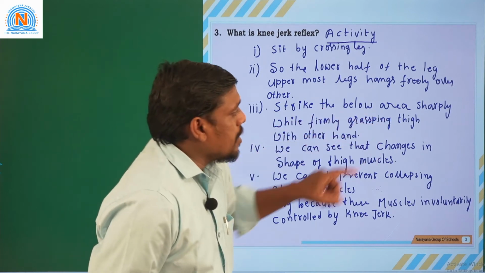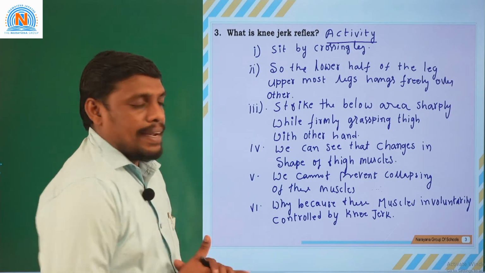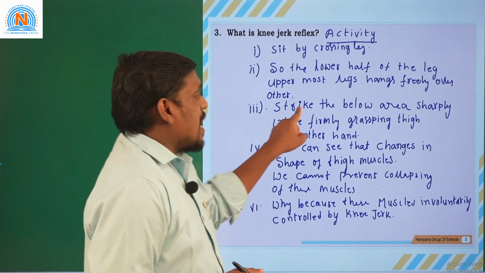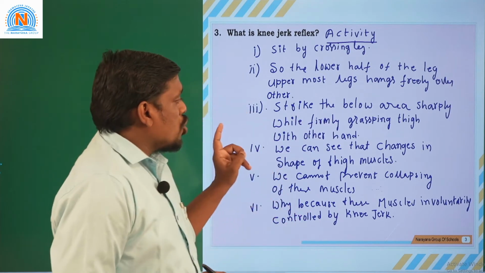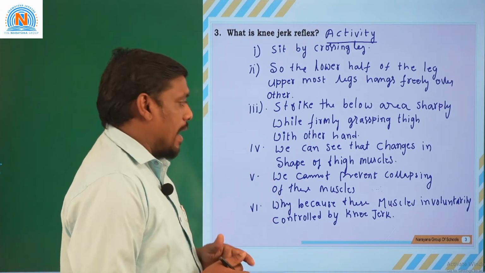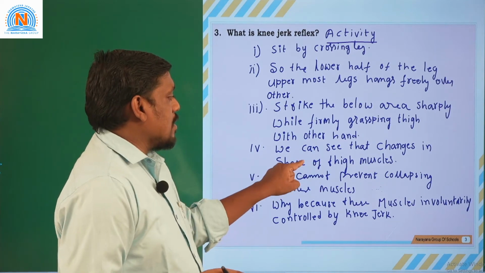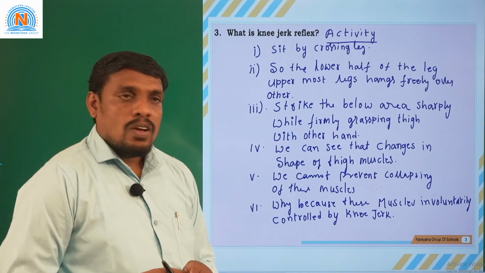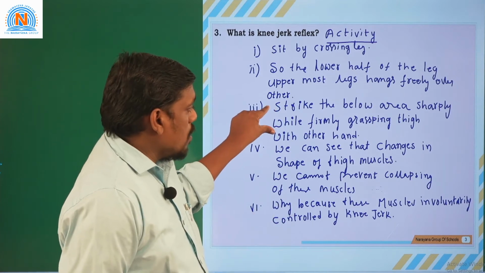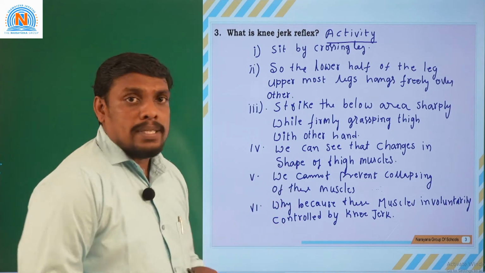Strike the area below the kneecap sharply while firmly grasping the thigh with the other hand. Now, strike the area sharply while firmly grasping the thigh with the other hand. Clear? Next, we can see changes in the shape of the thigh muscles. So, while you strike sharply, we can see changes in the shape of the thigh muscle.